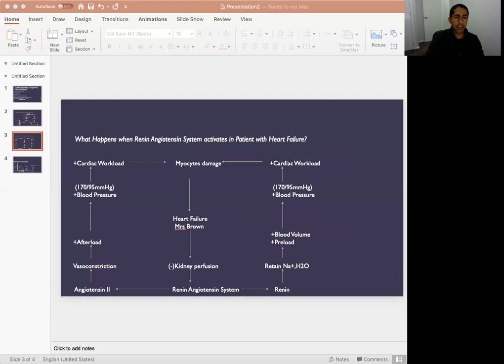On the other hand, angiotensin II is responsible for stimulating the release of aldosterone and ADH by the adrenal cortex and brain respectively. When the combined stimulating action acts in the kidneys, there will be retention of sodium and water, resulting in an increase in blood volume and cardiac workload. This action ultimately increases blood pressure, as we see in Mrs. Brown's case.